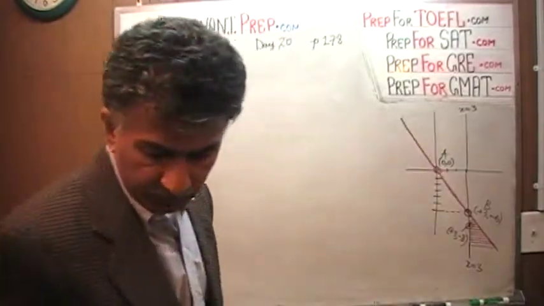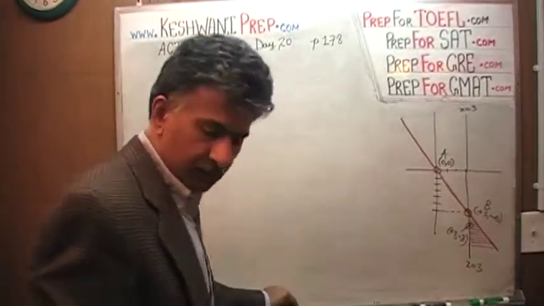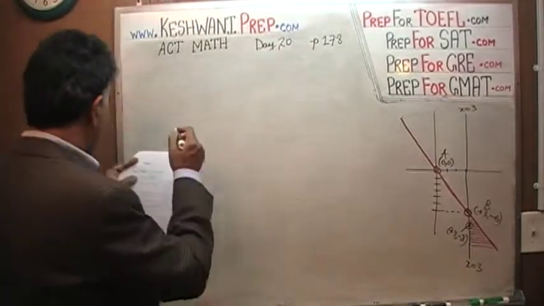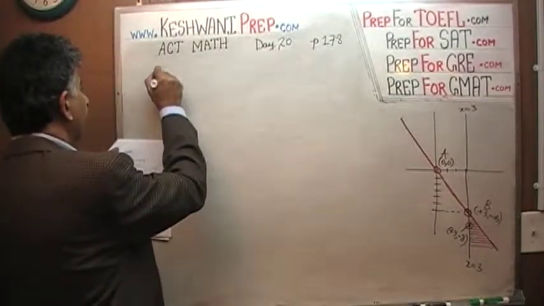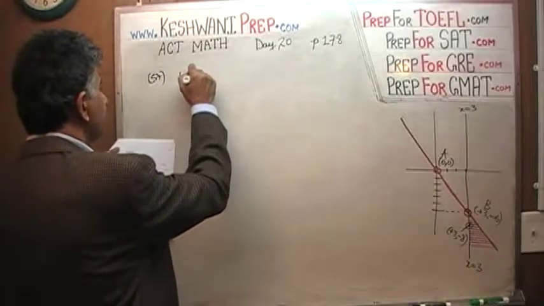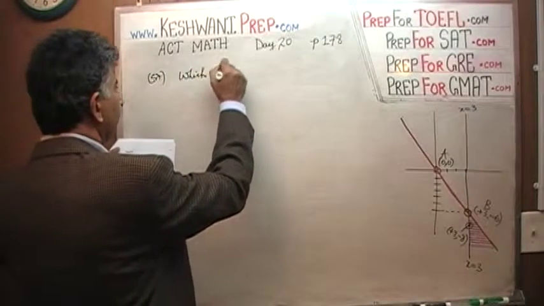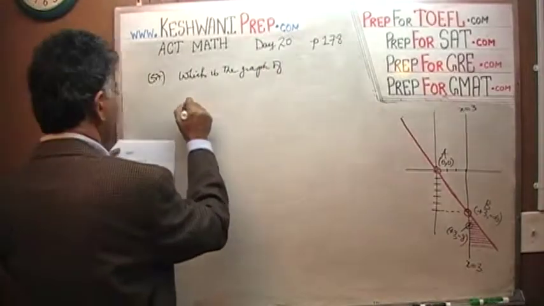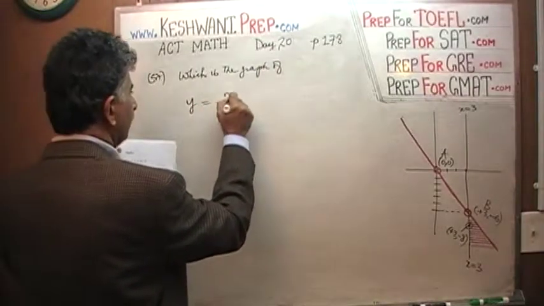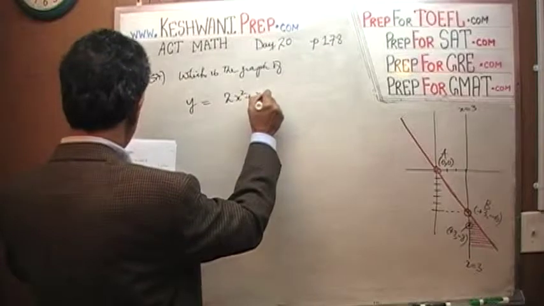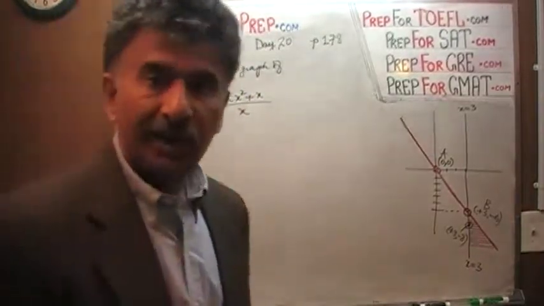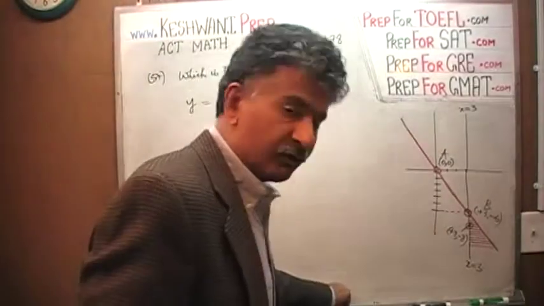The very first problem on the page, problem number 57. We are being asked which of the following is the graph of this equation: y is equal to (2x squared plus x) over x. It looks a little bit more complicated than it really is. It's actually a very straightforward problem.